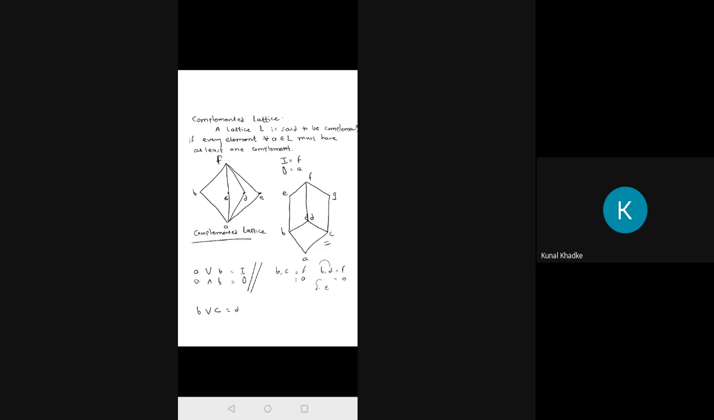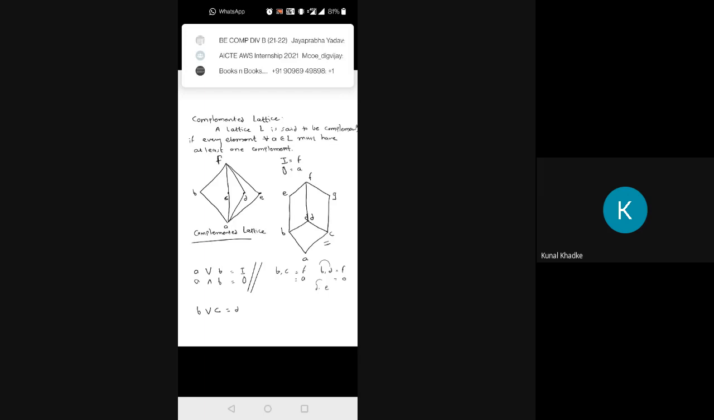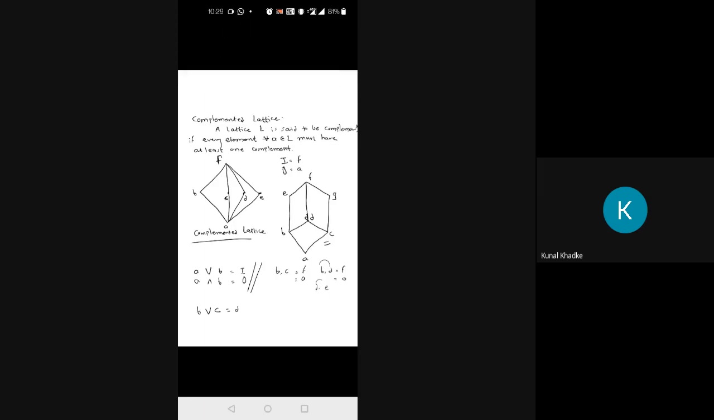Okay, so you can't say that from only one pair. If you are checking for B and C and you found that they are not complements, still you can't directly say that this is not a complemented lattice. You have to check for other elements as well. Maybe B and D may be complements, maybe BE or BG may be. All aspects you have to check.